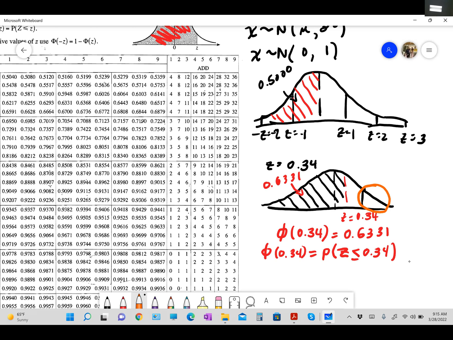If I know the area of the whole curve is 1, and I also know that the area to the left is 0.6331, what do we do? 1 minus 0.6331. So it's 0.3, what? That's what the area to the right would be. Does that make sense? That's super important that you realize how we achieve that.